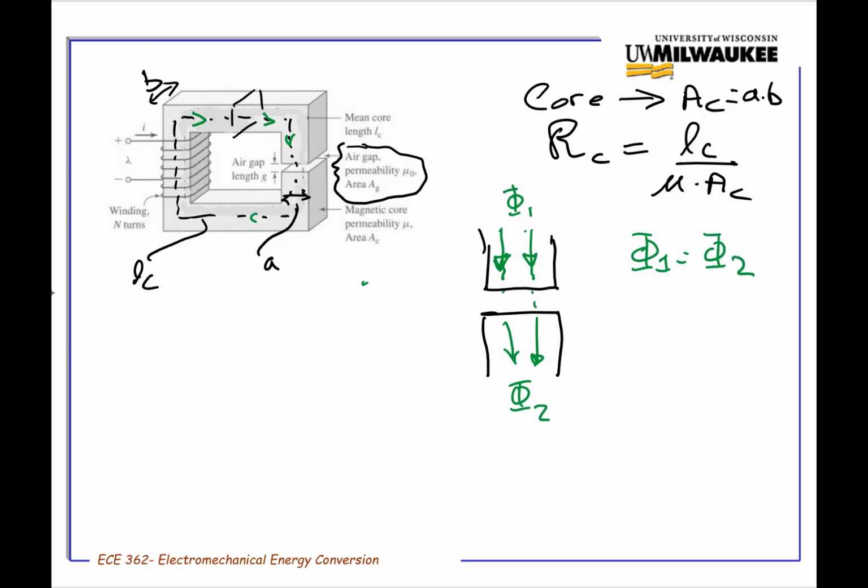But what about the flux inside of the gap? Well, what's going to happen is we're not going to be 100% constrained by the core once we get into the air. So the flux is going to bridge this gap, and it's going to fringe out. And so you're going to get a fringing effect when you hit the gap.